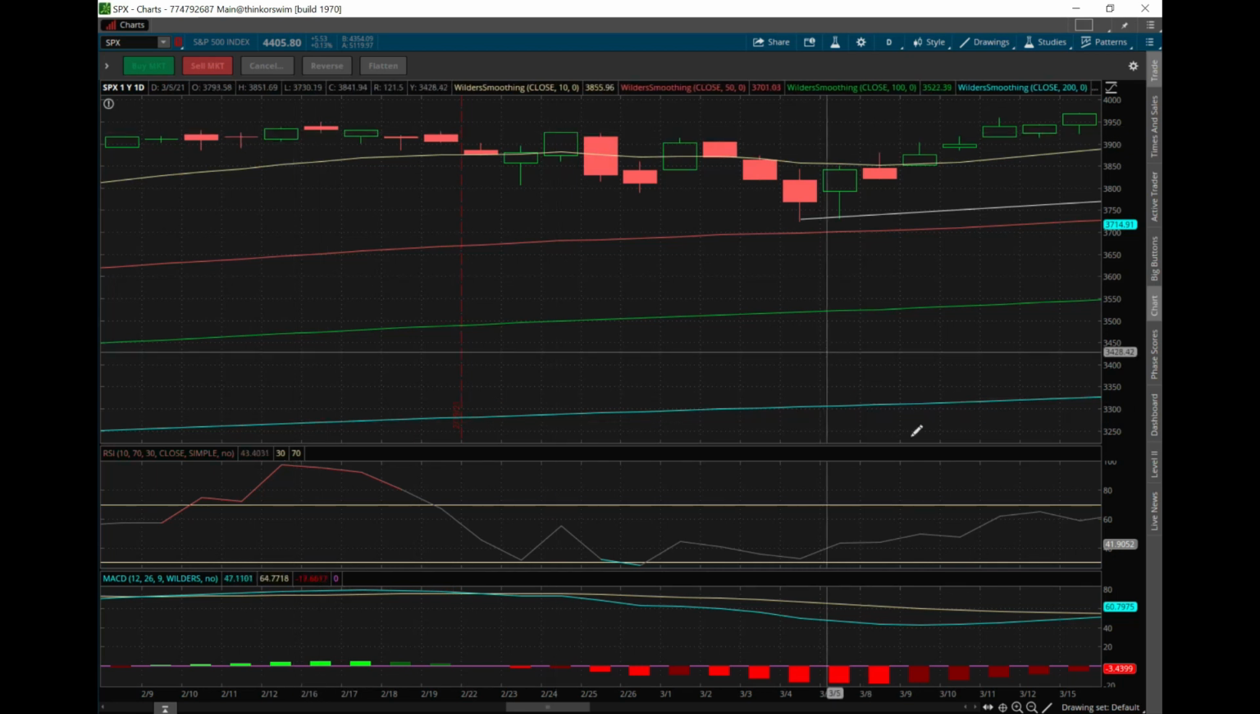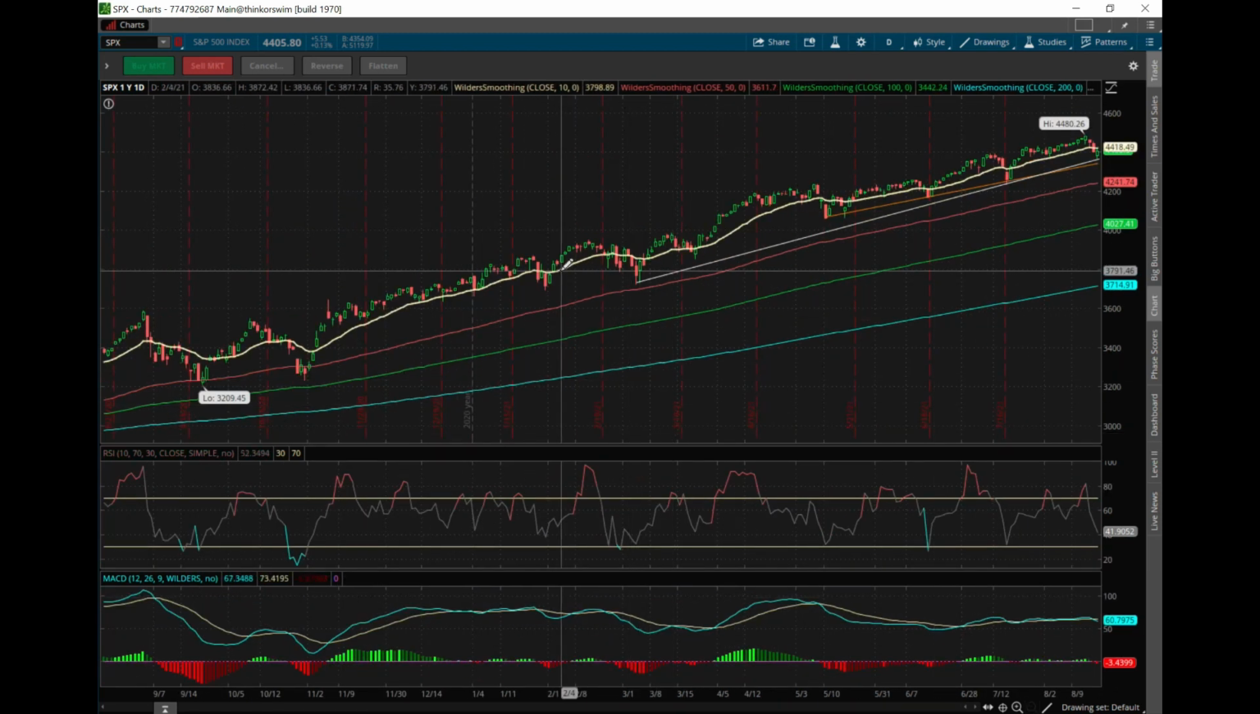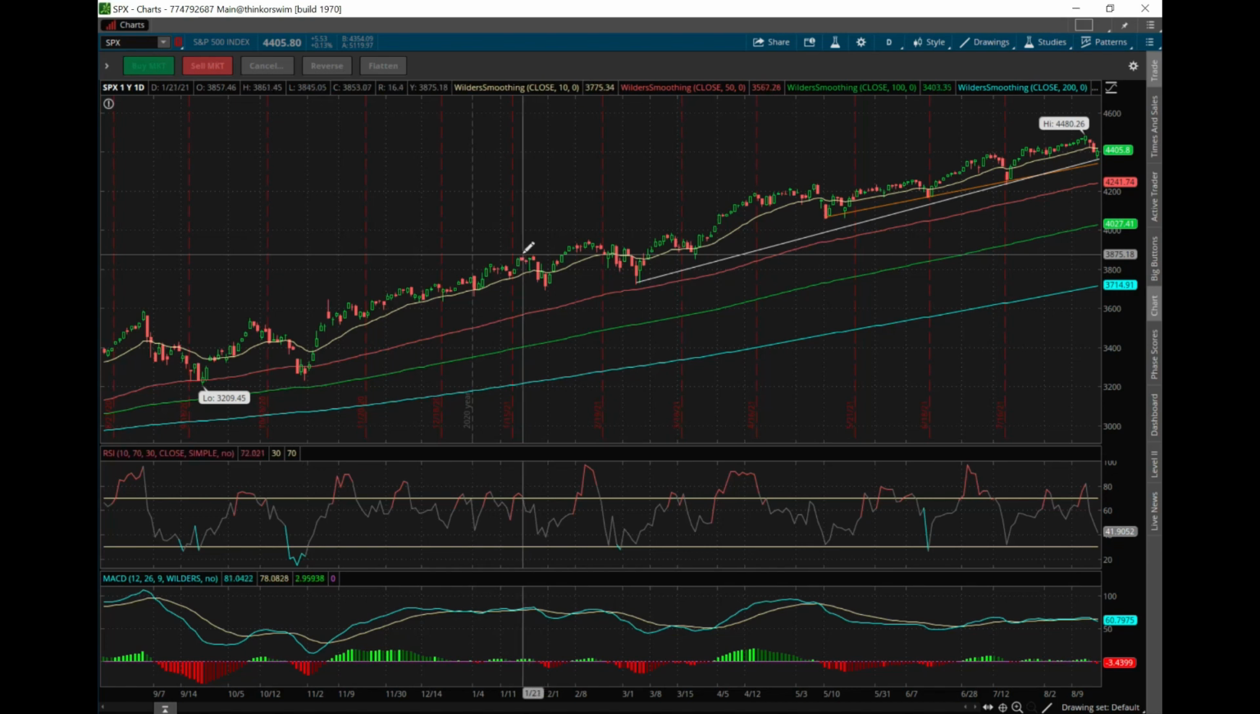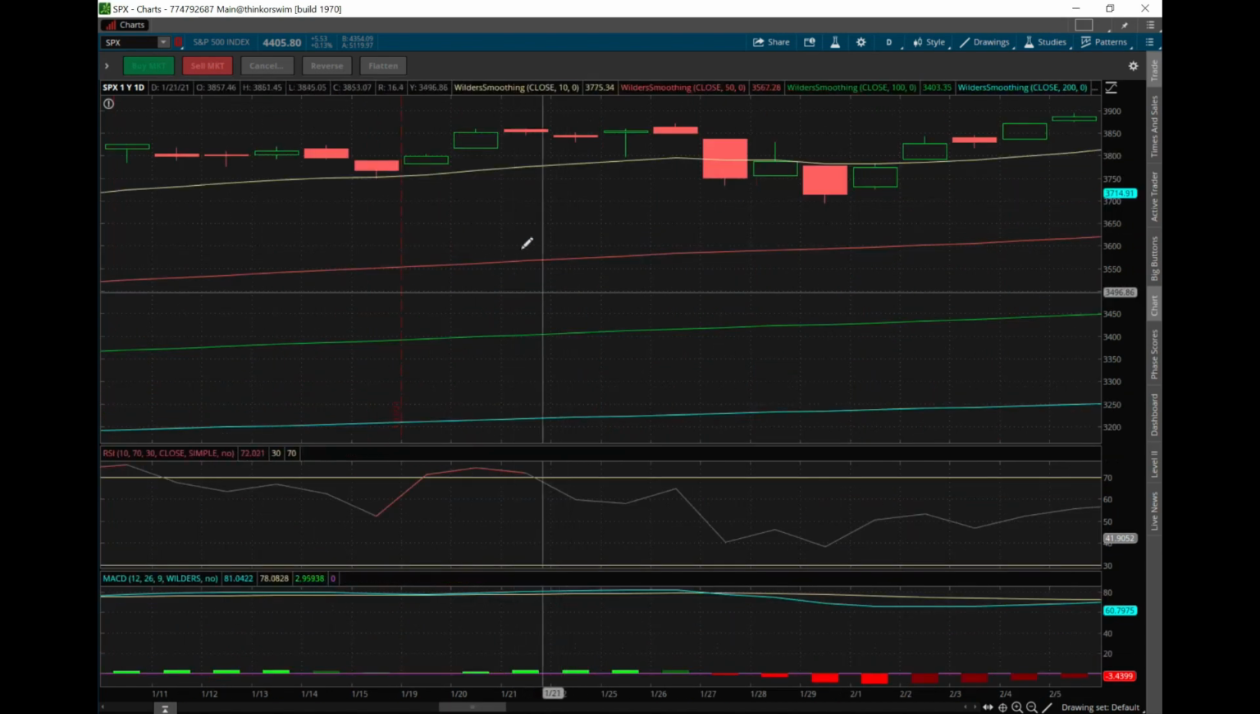39.34. Okay, that one I already looked at. I remember that price. All right, so this was the 38.55. Let's take a look at that one.